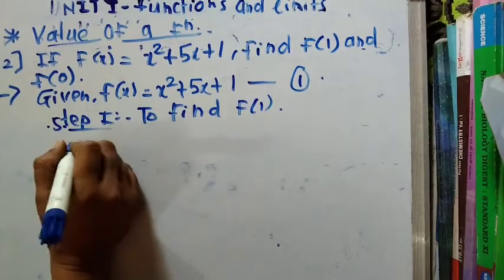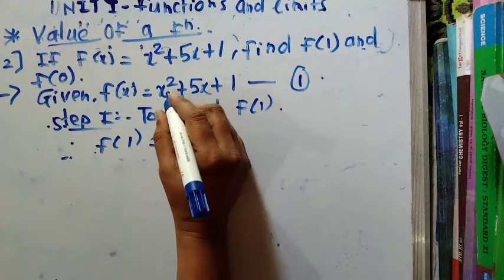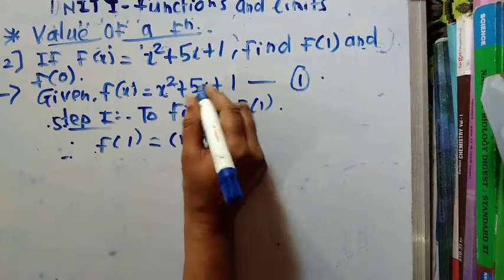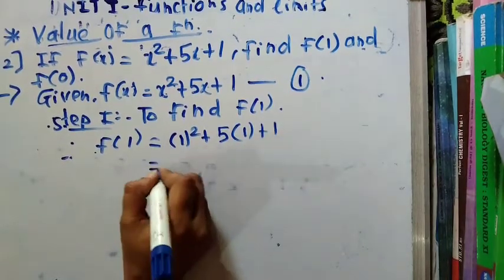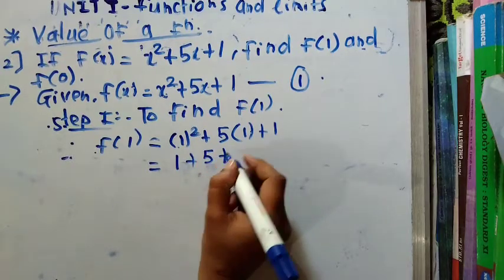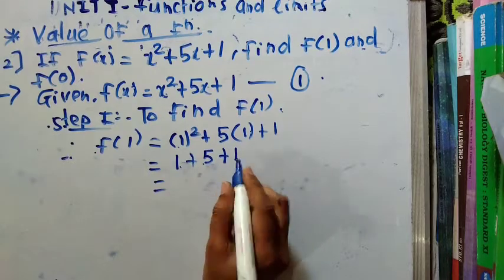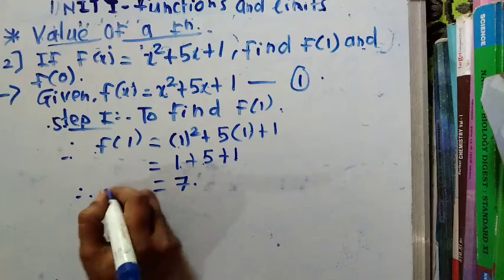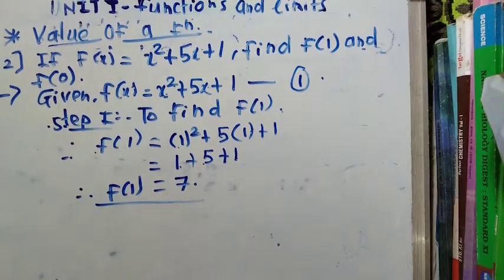So here f of 1 is equal to, put this value of 1, so 1 square plus 5 into 1 plus 1, which is equal to 1 square is 1, 5 into 1 is 5, plus 1. So 1 plus 5 is 6, 6 plus 1 is 7. So here we find out the value of f of 1 is 7.